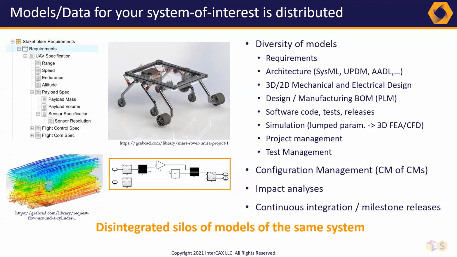Impact analysis is another big challenge. When something's changed in some model, some tool, how do you assess the impact of the change to other parts of the system, which are in different models and different tools? And then when you want to do baselining and integration of the system and verification to release a system, either for a review or to a supplier or parts of it for manufacturing, then how do you do continuous integration and milestone releases with proper verification? We live in a world where these models are in different silos, and what you end up is disintegrated silos of models of the same system.